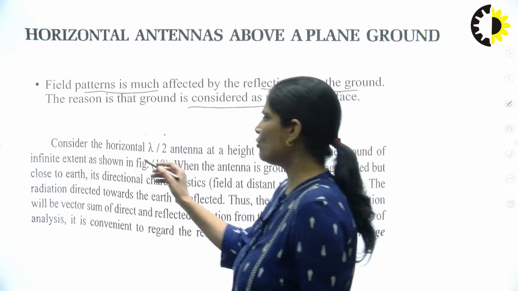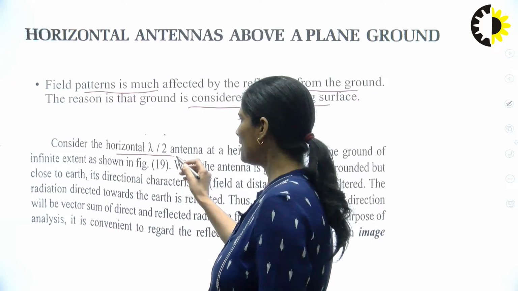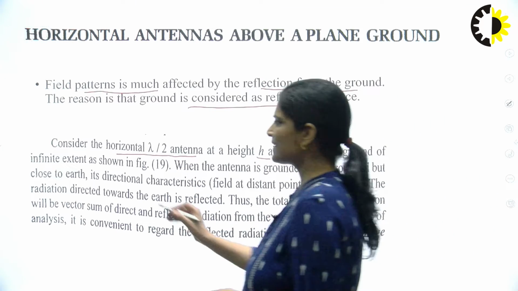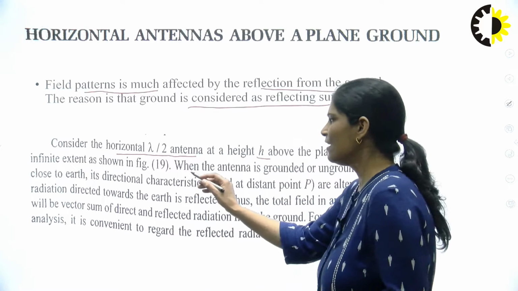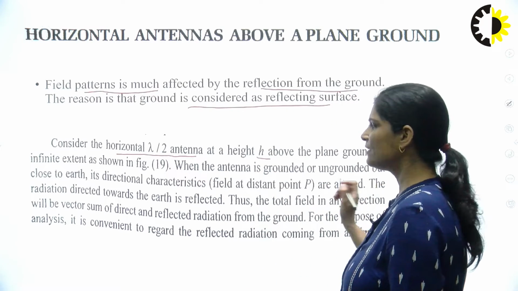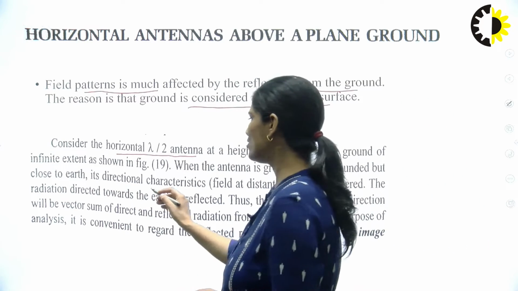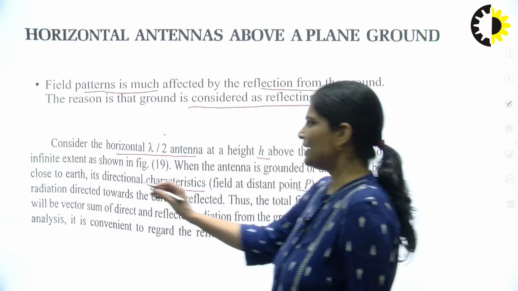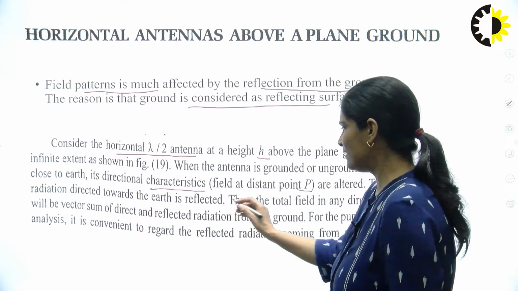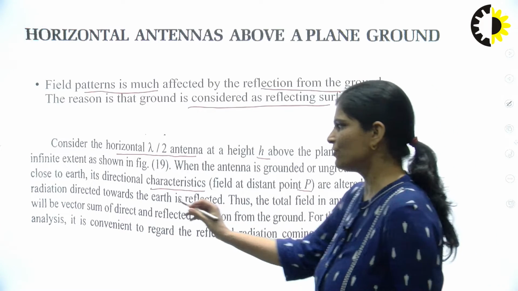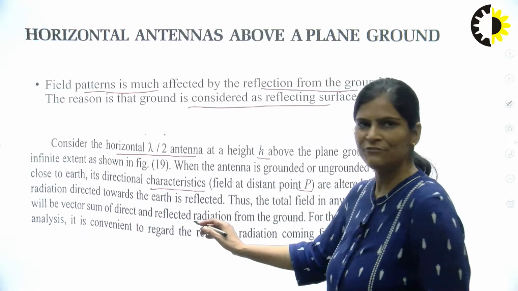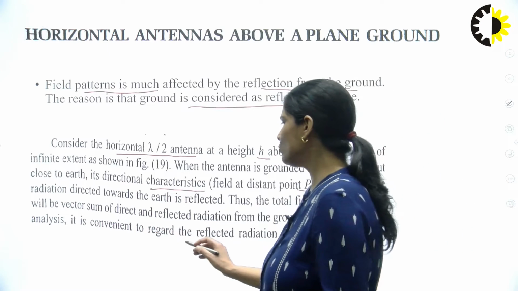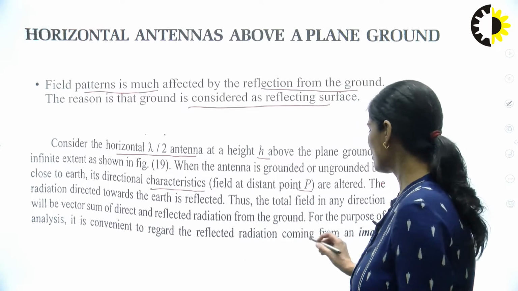Now here for the horizontal antenna, consider a horizontal lambda by 2 antenna at the height h above the plain ground of infinite extent. We will show in the figure, when the antenna is grounded or ungrounded but close to the earth, the directional characteristics and field at distant point P are changed. The radiation directed towards the earth is reflected. Thus the total field in any direction will be the vector sum of the direct and reflected radiation from the ground. For the purpose of this analysis, it is convenient to regard the reflected radiation as coming from the image.